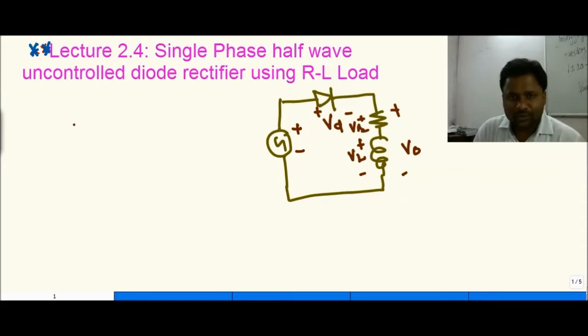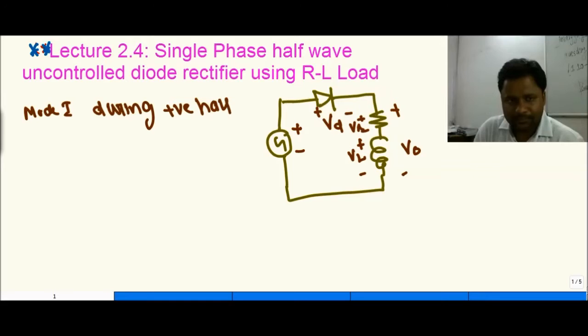During mode 1, the positive half cycle, this diode turns on, and energy is stored in the inductor and back to the source. That means the power flow is going to be like this fashion.